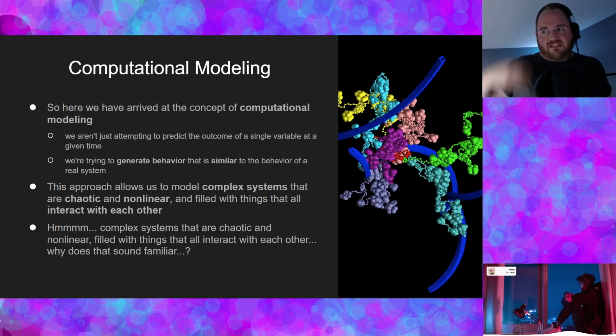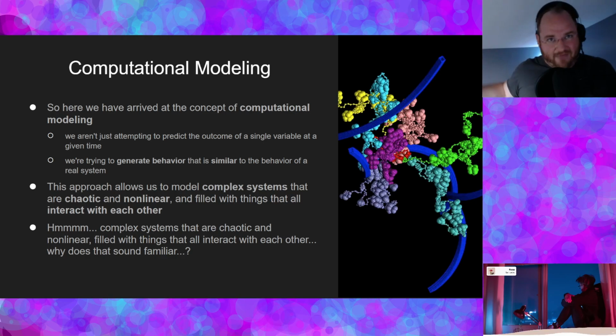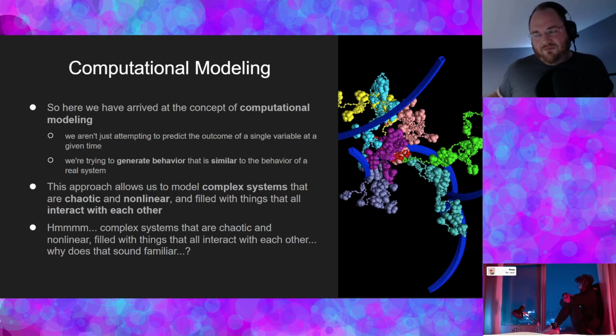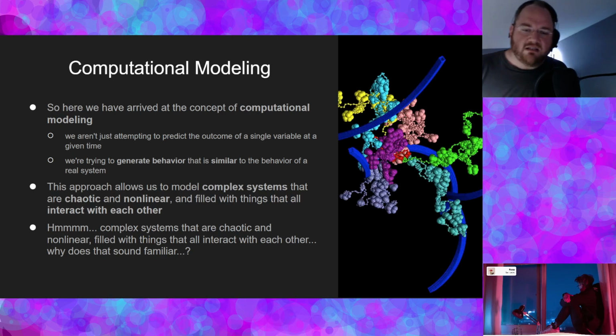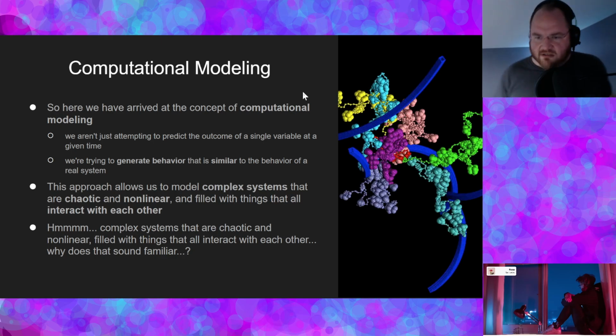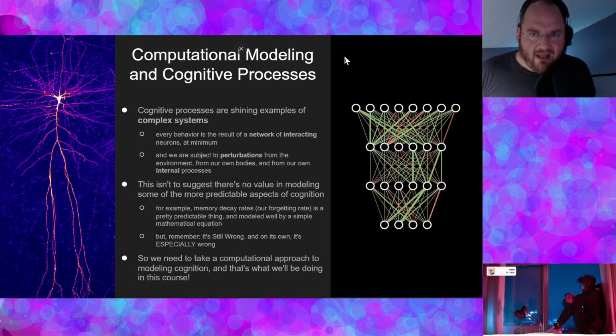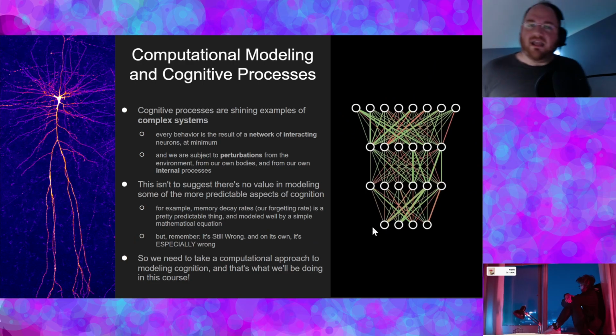You know, a classic physics equation always assumes the chicken is a sphere and assumes that you're in a vacuum. Reality, chickens aren't spheres and air is everywhere. So, complex systems that are chaotic and nonlinear, filled with things that all interact with each other. Why does that sound familiar? Aha! Computational modeling and cognitive processes.